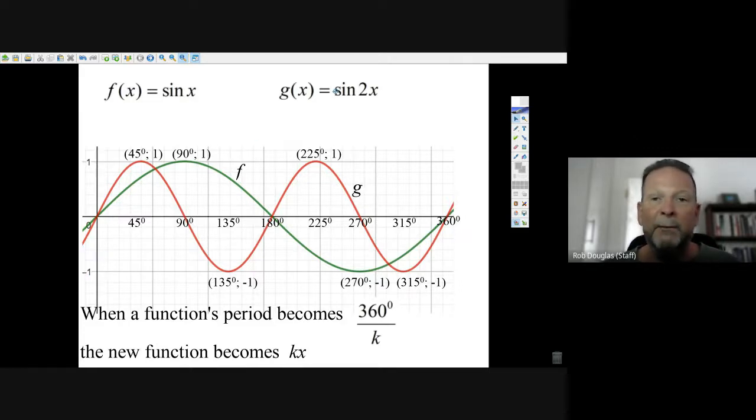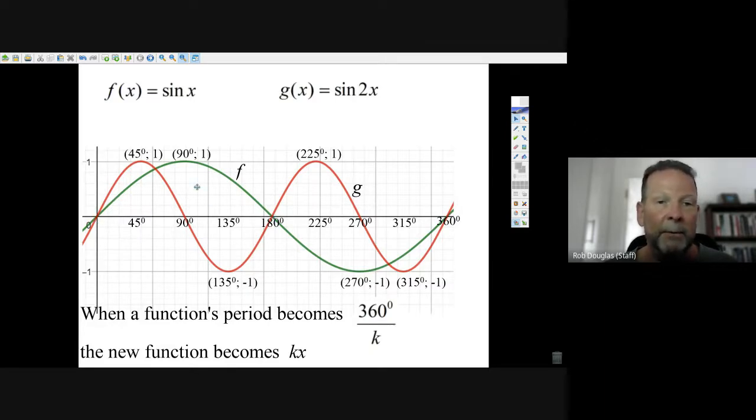But what happens if we put a number in front of x, a coefficient of x? So instead of the sine of an angle, it's the sine of 2 times an angle, 2x. Well, something special happens. The period changes. The distance it takes to go through a complete wave changes. And all you have to do is take 360 degrees and divide by that number. So 360 degrees divided by 2 is 180 degrees. Well, that's the period of the new wave.